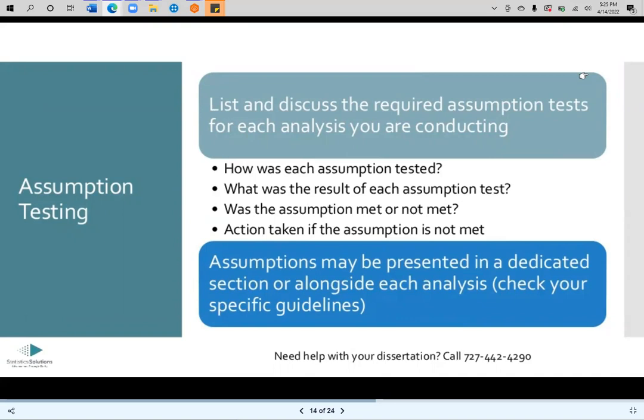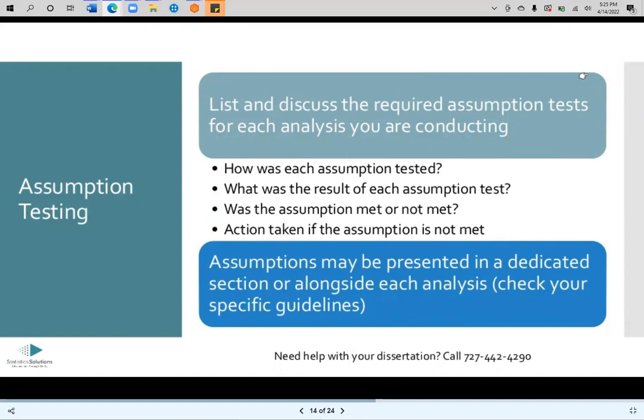You'll want a clear statement about whether or not the assumption is met. So if you are testing for normality, you state the assumption of normality was met or the assumption of normality was not met. And then you want to describe any action taken if the assumption isn't met. So if you find that the assumption of normality is violated, what are you going to do about that? Are you going to try to transform the data or the variables to manipulate the data in a way to make it normal? Or are you going to try to remove outliers that are causing the data to be non-normal?